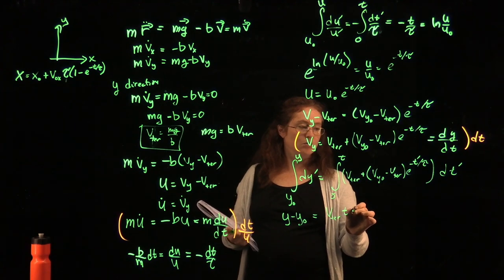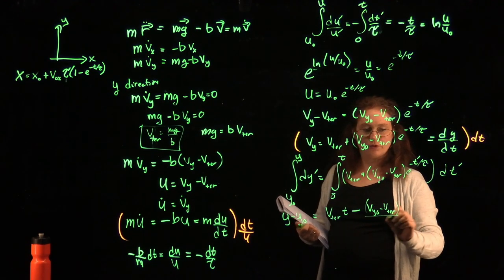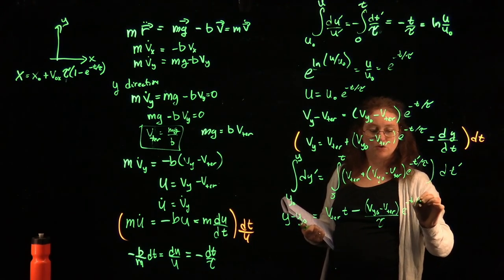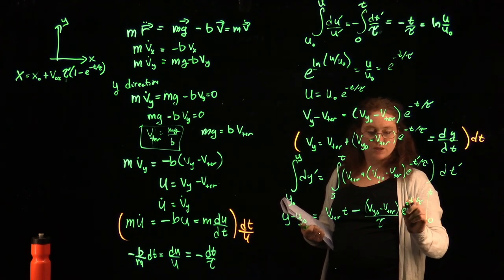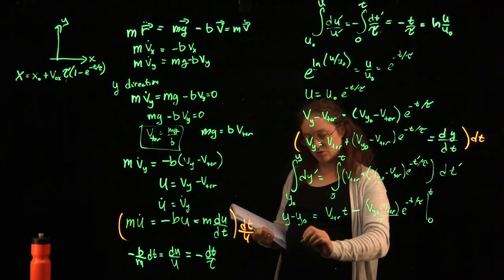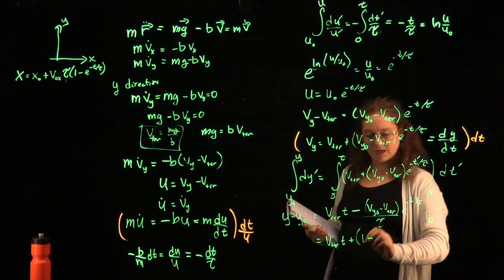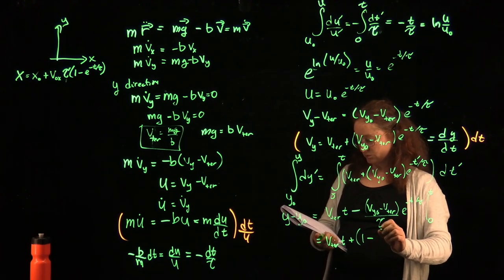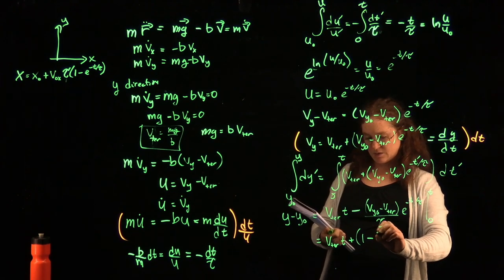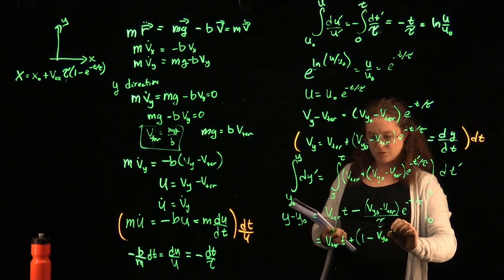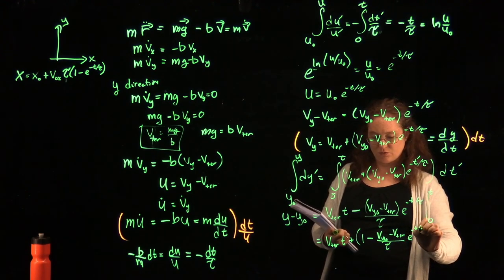And then minus vy0 minus v ter over tau, e to the negative t over tau, evaluated from 0 to t. So this gives me a negative term and this gives me a 1. So this is equal to v ter t plus 1 minus vy0 minus v ter over tau, e to the negative t over tau.